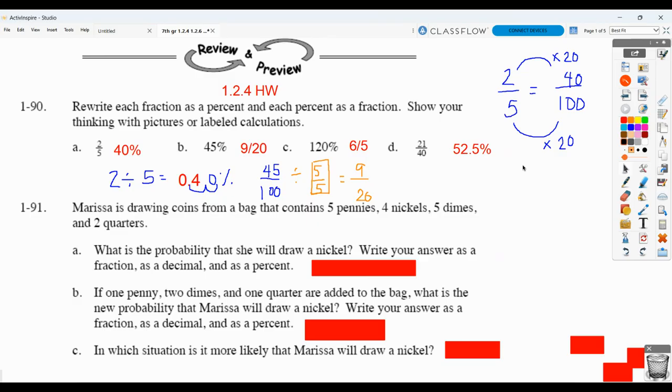For the next one, she's drawing coins from a bag that contains 5 pennies, 4 nickels, 5 dimes, 2 quarters. What's the probability she's going to pull out a nickel? Well, again, probability is always number of successful or hoped for outcomes, which would be the nickels in this case. There's 4 of them, out of how many total possible outcomes. So 10, 14, looks like 16. So again, you'd get 4/16, but that is not simplified. So you would show that you're dividing by 4 over 4, giving you a fraction of 1/4.